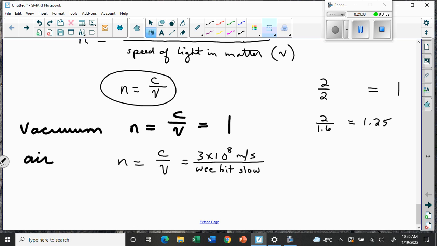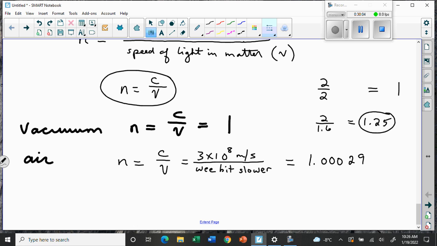So when we start putting things here that are a wee bit slower on the bottom, like air or glass, we start to see the number go up. So the bigger the number, the slower the light goes, right? So for air, the index of refraction, because it's only a wee bit slower, it's not much different. According to this book, it has a value of 1.00029.